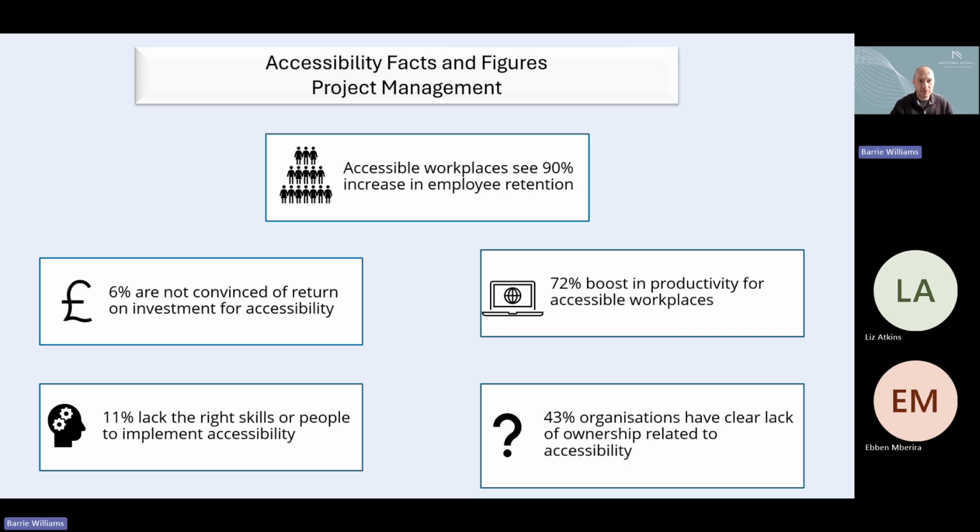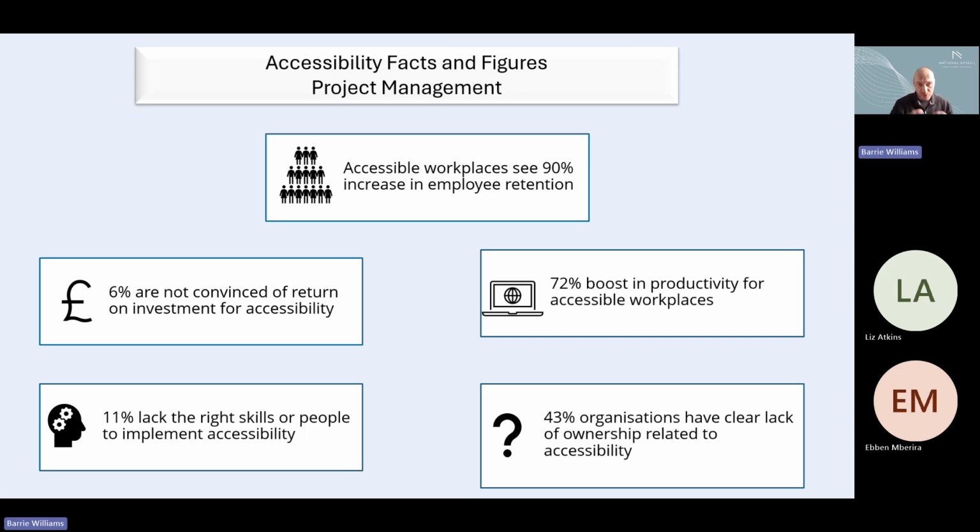72% see a boost in productivity in accessible workplaces. 11% lack the right skills or people to implement accessibility, which is why it's very interesting when I'm offering these courses. When we try to sell the course and ask, would you like an apprenticeship for digital accessibility or a short course for digital accessibility, the first question is, what's digital accessibility? And these are people from very techie backgrounds, so you'd think they would know, but unfortunately they don't. And 43% of organizations have a clear lack of any ownership related to accessibility.